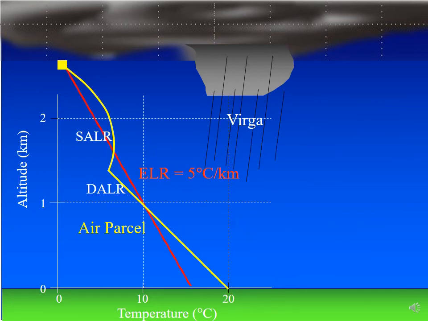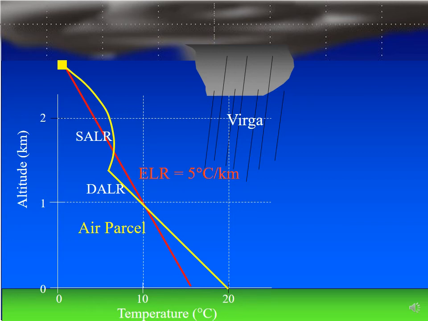So let's take a different environmental lapse rate, in this case 5 degrees Celsius per kilometer. So our air parcel is going to behave the exact same way. In this case, its temperature is going to decrease, but it's not decreasing as fast as the environmental lapse rate. So initially, the air parcel is still warmer than the environment, which means it's positively buoyant. And the way it's going to overcome that is through a combination of evaporative cooling and precipitation drag. And eventually, it becomes cooler than the environment, which means it's negatively buoyant.